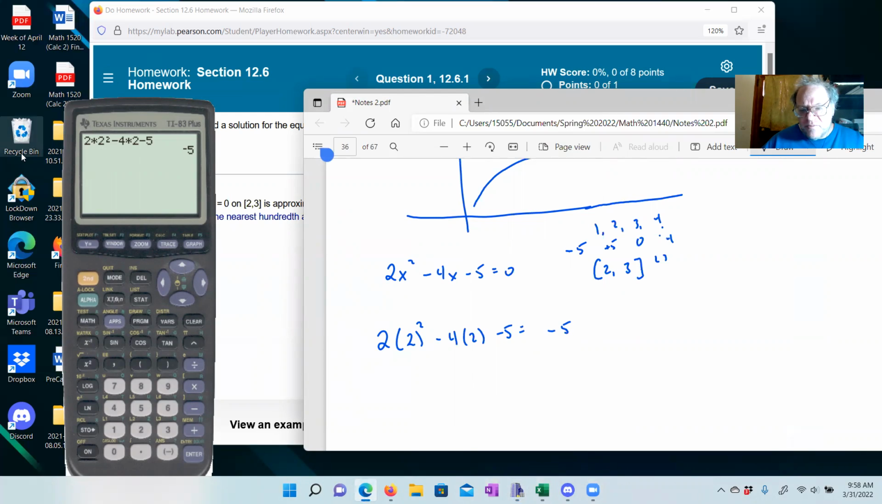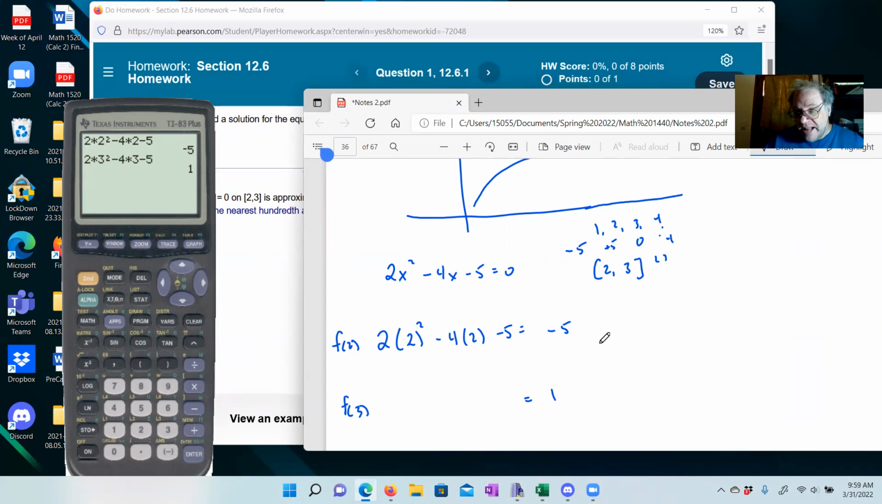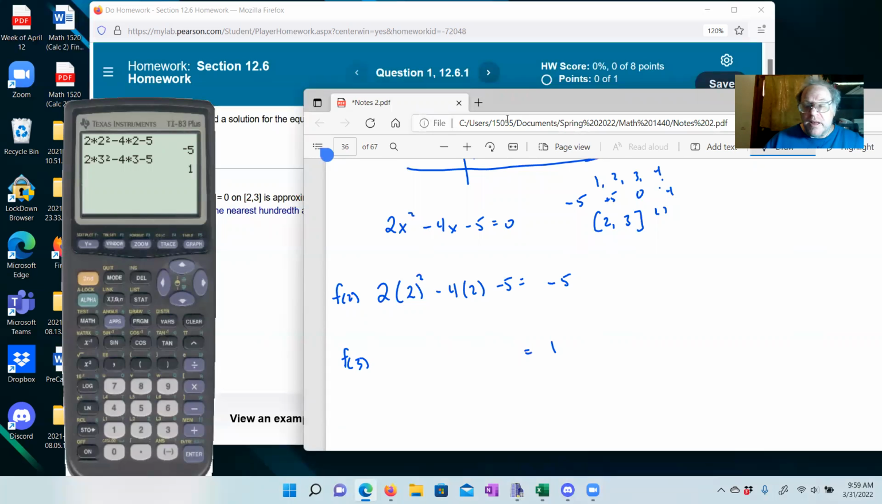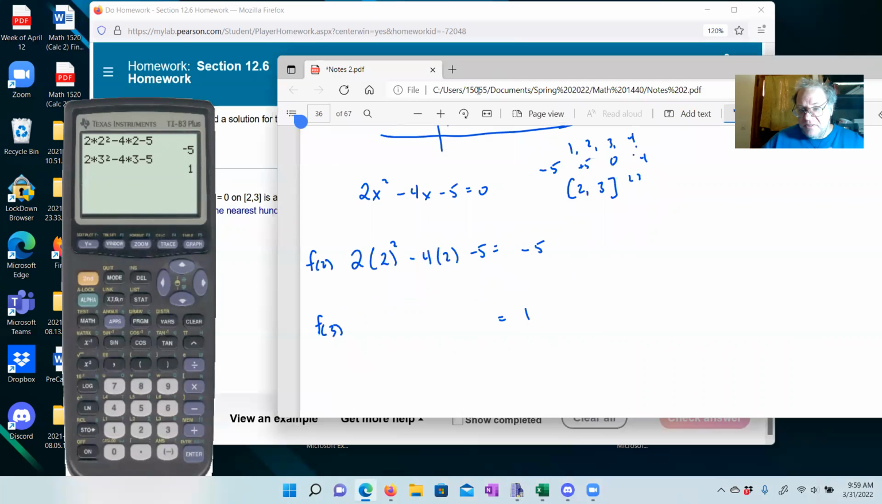Then we're going to check what about 3. So this was f of 2, and this is going to be f of 3. We plug in the same formula: 2 times 3 squared, minus 4 times 3, minus 5, and we end up with 1. Well, -5 is negative and 1 is positive, so somewhere between 2 and 3 there had to be a y value that's 0. Because it's a parabola, it's continuous, so we had to have crossed 0 somewhere in here. That's one of the big things you're supposed to be looking for.